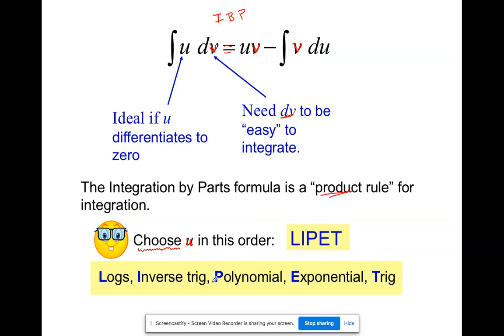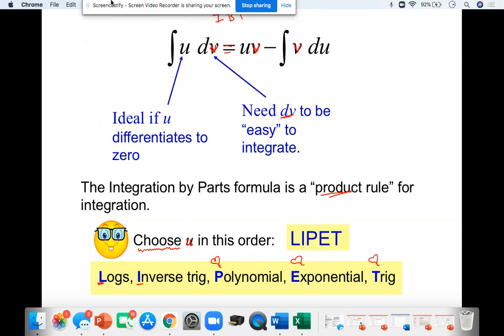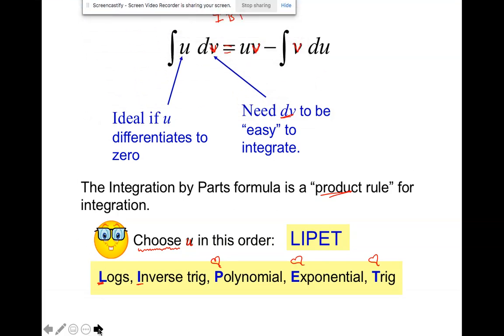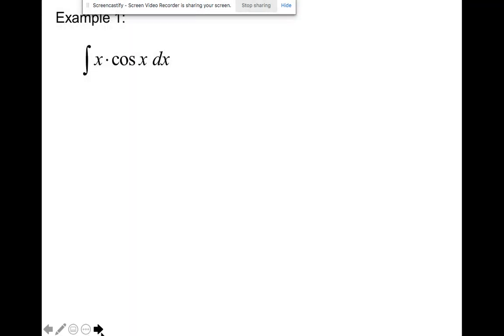Kind of weird, right? We're used to seeing polynomials and exponentials and trig, which we all kind of love doing math with. Those are down on the list of LIPID. Instead, logs and inverse trig are first. That's kind of unusual. I wonder why that is. So let's do an example.